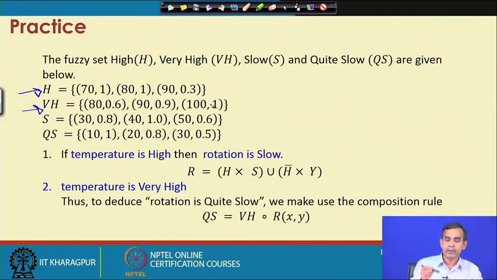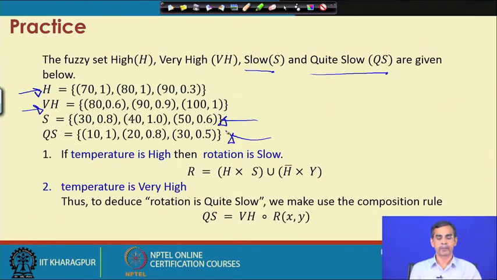Okay. Now, likewise, regarding the rotation as the universe of discourse, we define two fuzzy sets, one is called slow and another is quite slow. The slow fuzzy set is defined in this form, and then quite slow is defined in this form. Now, the rule, if temperature is high, then rotation is slow, can be expressed using this relation, according to Zadeh's maximum composition relation. So, R is basically the relation matrix showing if temperature is high, then rotation is slow.